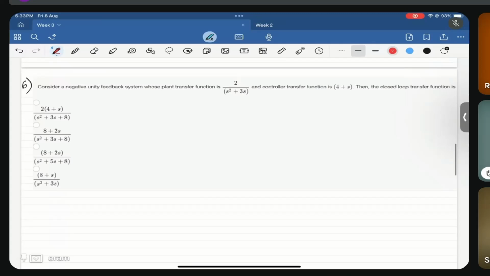So we have a negative unity feedback system with plant transfer function given as this, and the controller transfer function given as this. You have to find out the closed loop transfer function. In these types of questions, be very careful while reading whether it is the plant transfer function, controller transfer function, open loop transfer function, or closed loop transfer function. Here we are given the plant and controller transfer functions, and you have to find out the closed loop transfer function of this system. This one is easy. Please try it yourself first.